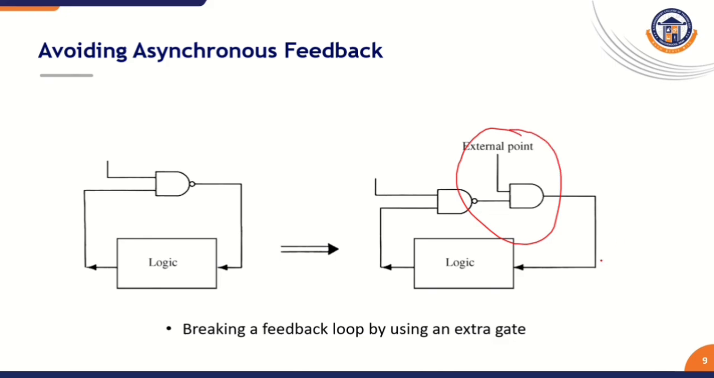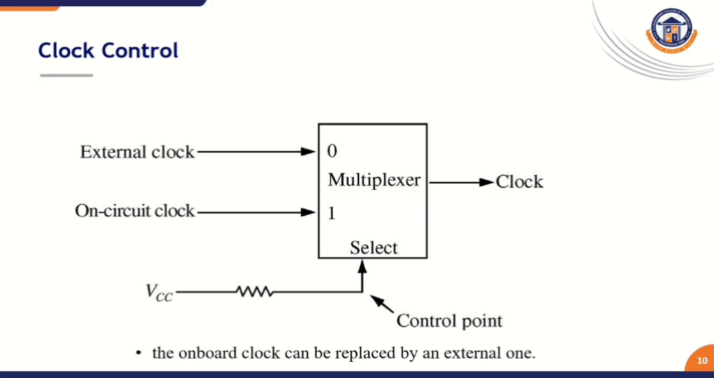Next is clock control logic. During testing, the onboard clock can be replaced by an external clock. Here we follow a usual multiplexer logic. In this multiplexer, we use one select line, through which we control the input value. Both inputs are connected, that is, the external clock and the on-circuit clock. Through this control point, we can control the clock signal, which helps in testing sequential circuits more effectively.